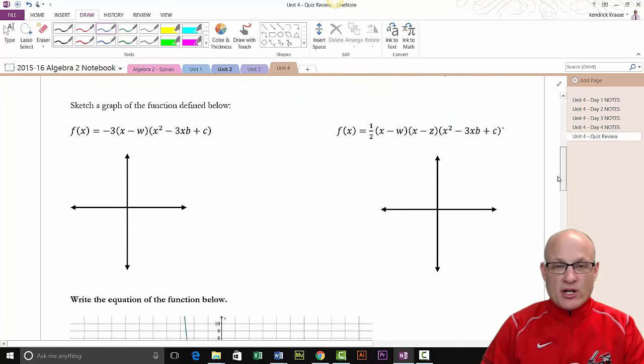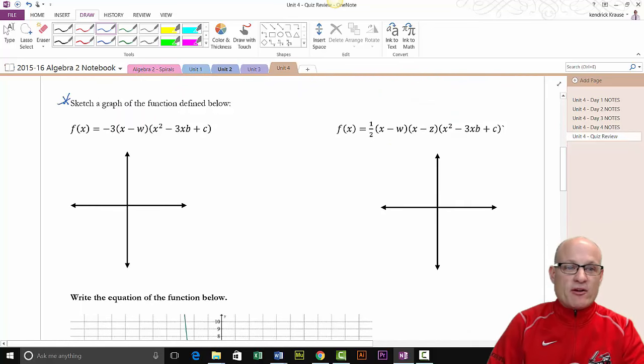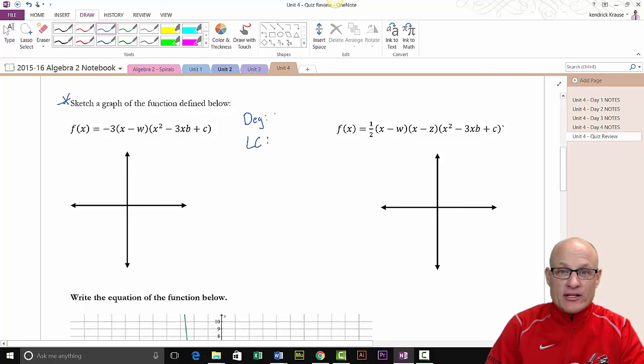All right. These ones are going to be a little complicated. These ones are very tricky. I'm hoping you're paying attention. So what I need to do is figure out what is the degree and what is the leading coefficient. For the degree I'm looking for odd or even, and for the coefficient I'm looking for positive or negative.